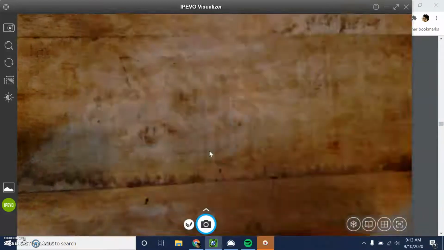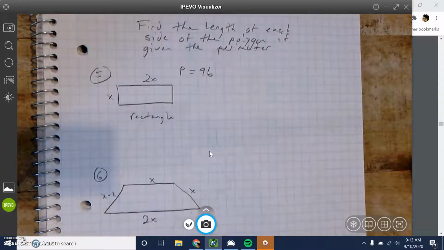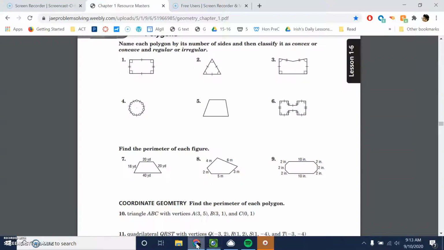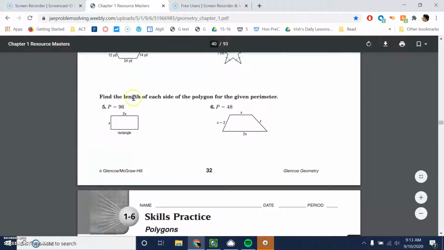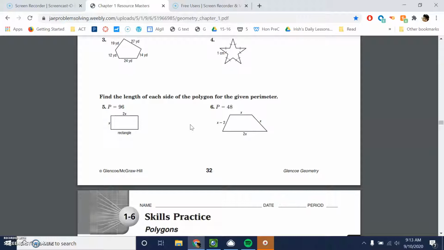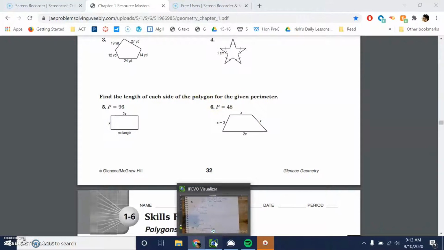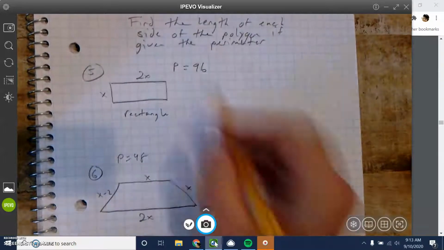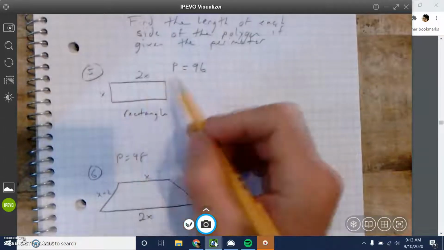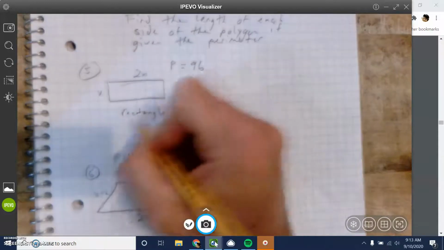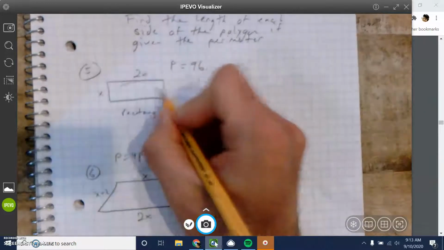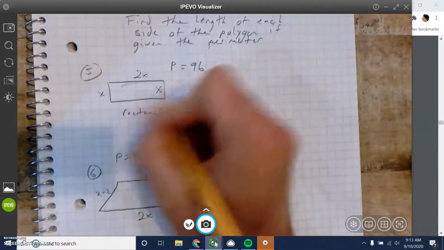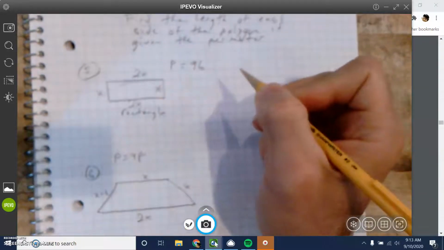Okay, last thing. Let's bump it up to this. Now a little bit more challenging to finish. So see 5 and 6, write that down. All right. So it says find the length of each side of a polygon for the given perimeter. No problem. So the perimeter is 96 here. So I need to find x. So I need to find the length of this side. So it looks like this is a rectangle right here. So if this is x, this is also going to be x. Rectangle has opposite sides congruent, and this is 2x, like that.